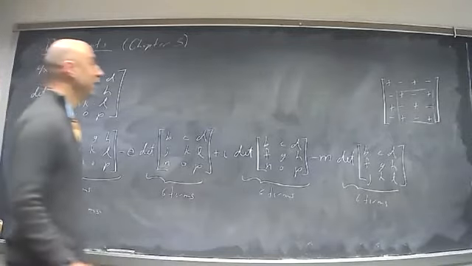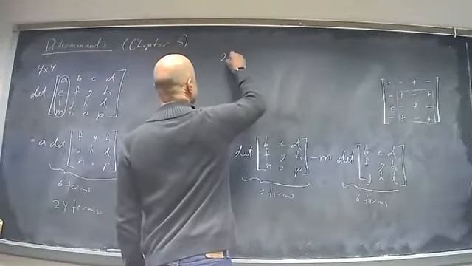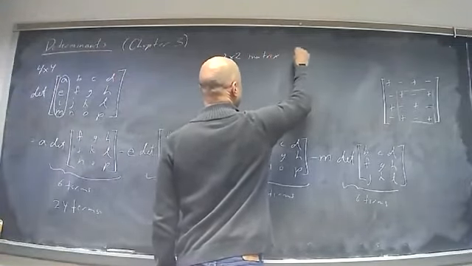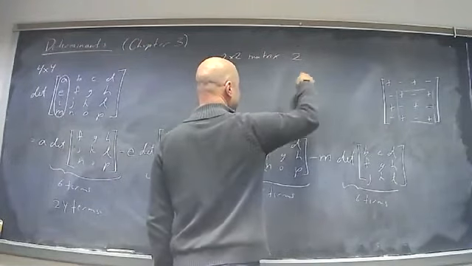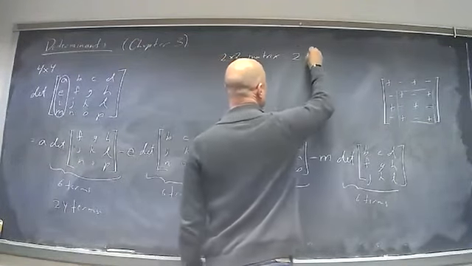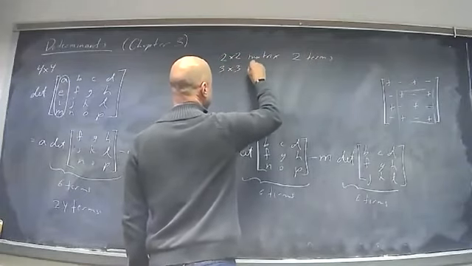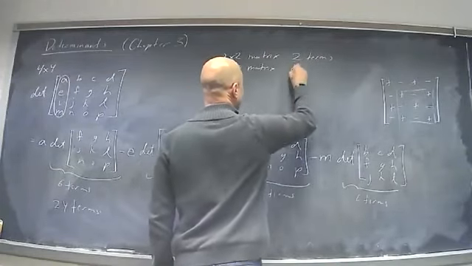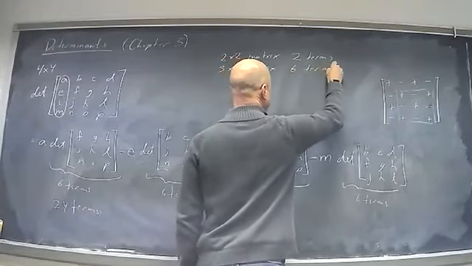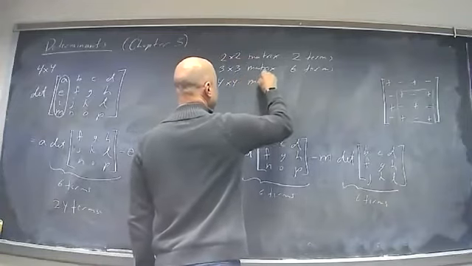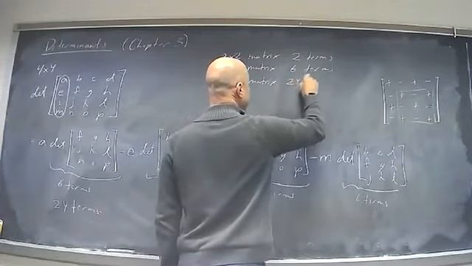So for a 2x2 matrix, there were 2 terms, right? AD minus BC, 2 terms. For a 3x3 matrix, there are 6 terms. For a 4x4, there are 24 terms.